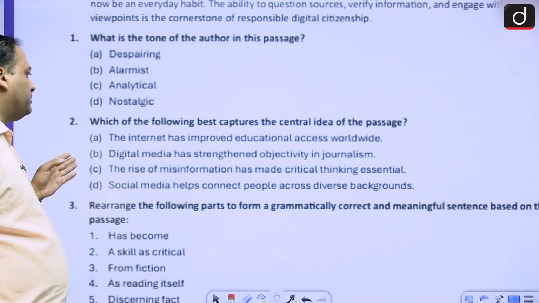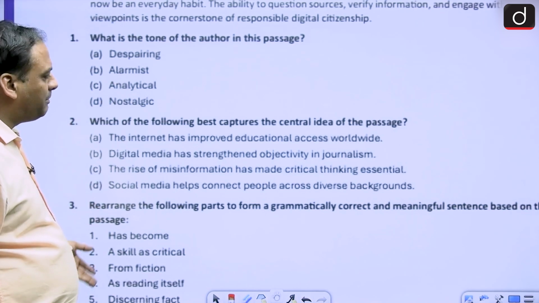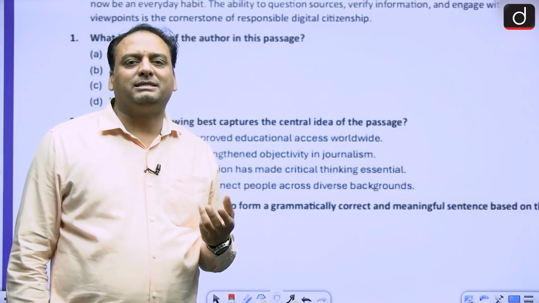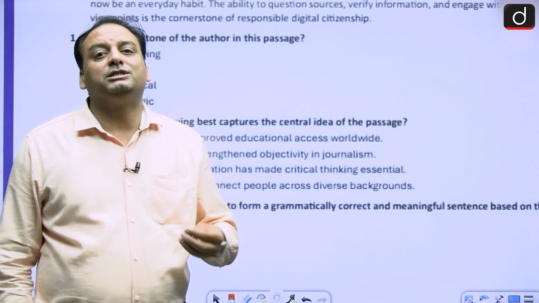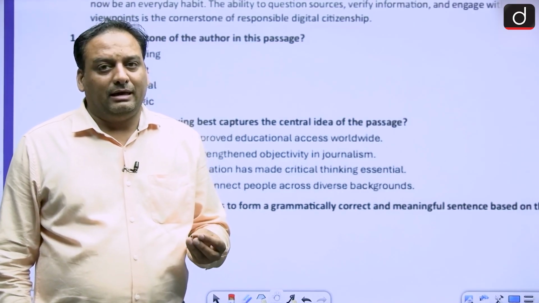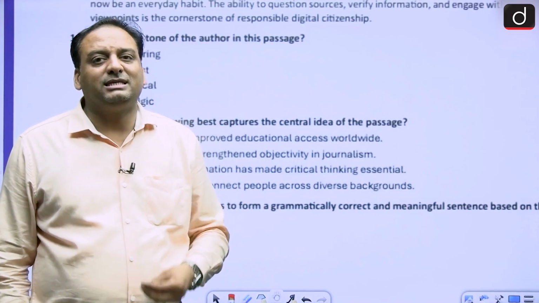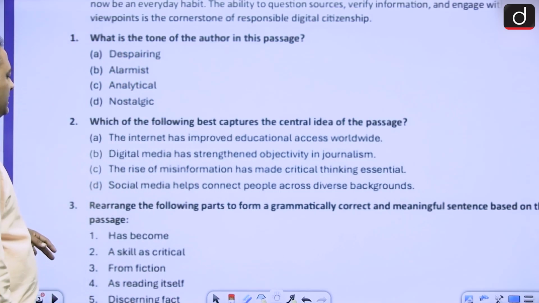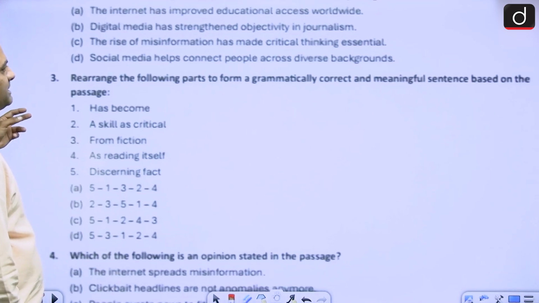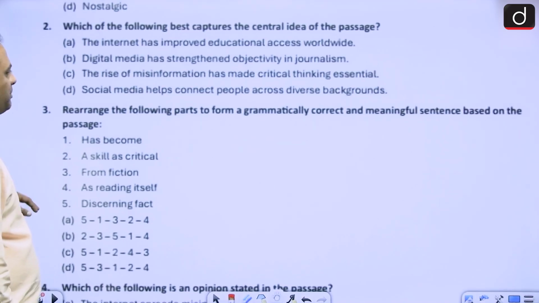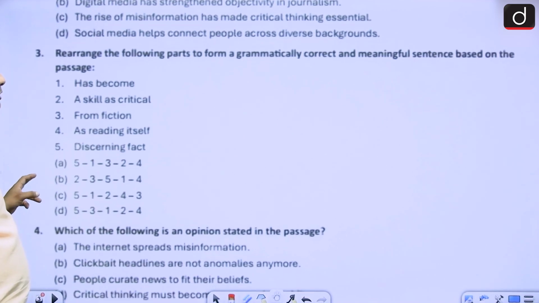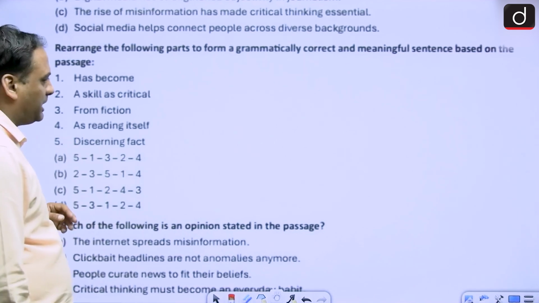Next question is, which of the following best captures the central idea of the passage? When you have completed the whole passage, what do you think the passage is based on? This particular thing is called the crux, the theme. So you should identify the theme or the central idea or the crux of the passage in these four options. One more question, a new question that is going to be introduced in this particular mock test.